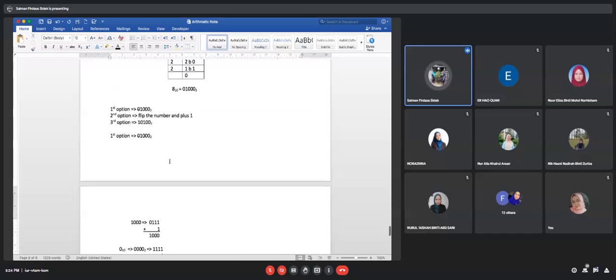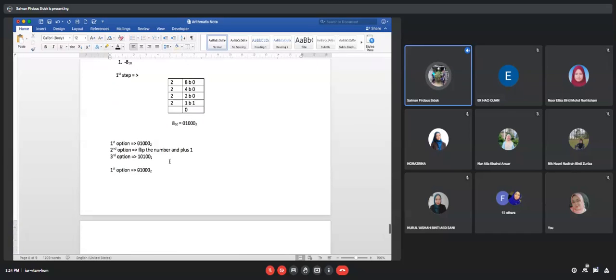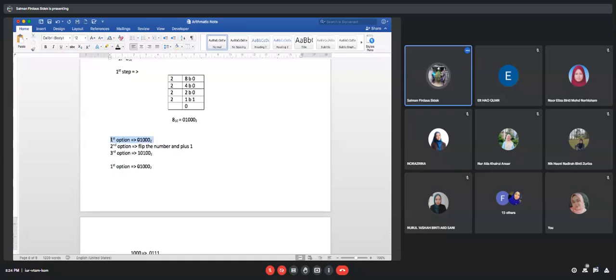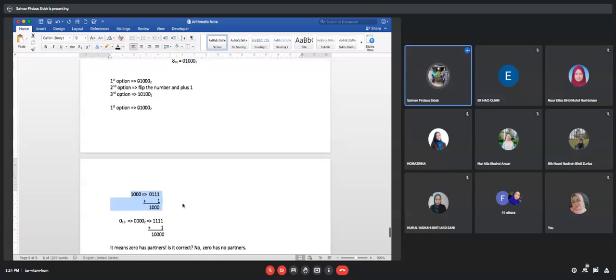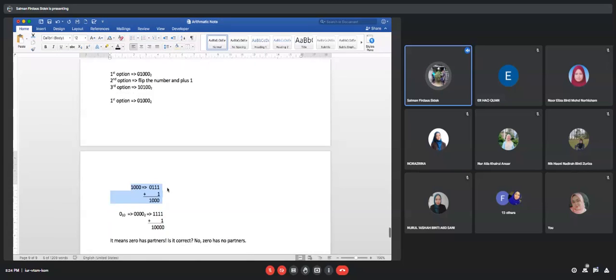Sorry, I think I made a mistake over here. Wait a minute. For the first option, this is the rationale if you want to find out the negative. So the representation of this and this is similar. This one is for the first option. So there is no partner of 8.